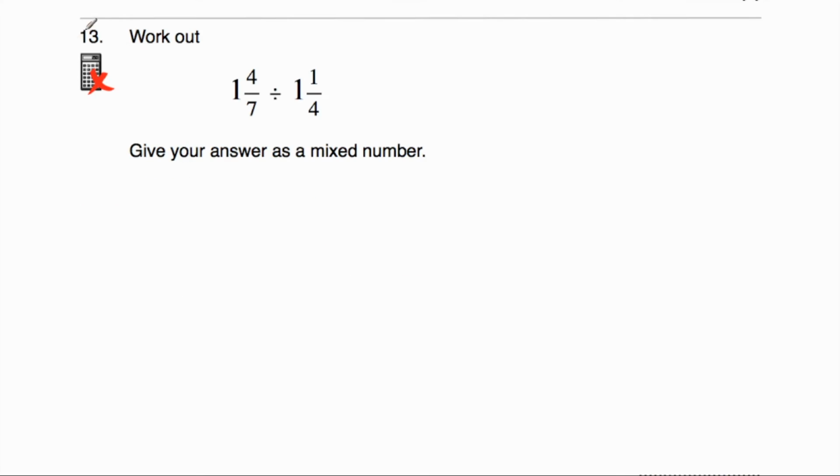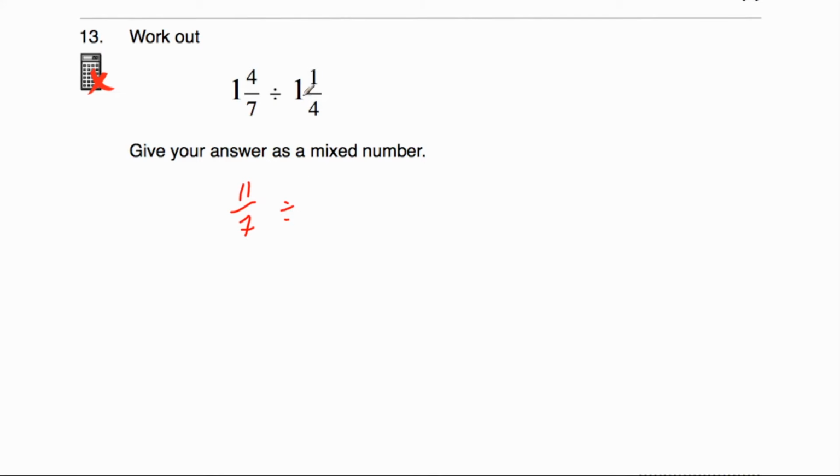Question number 13. Okay, question number 13 says to work out 1 and 4/7 divided by 1 and 1/4, and to give our answer as a mixed number. So because these are mixed numbers, what I'm going to do is I'm going to change both of them into top heavy fractions to begin with. So we've got our 1 and 4/7, so we'll do 1 times 7 is equal to 7, plus 4 is equal to 11, so we've got 11/7. Or another way to think about it is in 1 you've got 7/7, and another 4/7 would be 11/7.